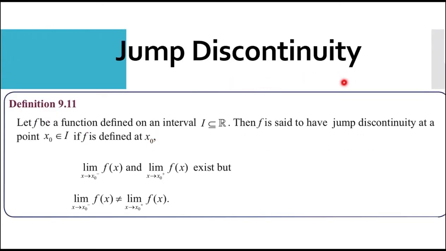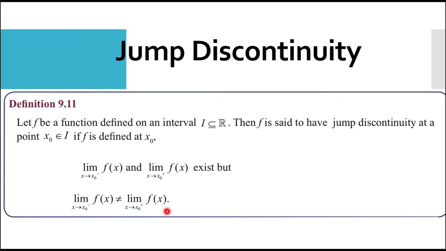Now, jump discontinuity. What is jump discontinuity? Let f be a function defined on an interval I, which is a subset of R. Then f is said to have jump discontinuity at a point x naught belonging to I if f is defined at x naught, limit x tends to x naught minus f of x, that is the left hand limit, and limit x tends to x naught plus f of x, the right hand limit, both exist, but limit x tends to x naught minus f of x is not equal to limit x tends to x naught plus f of x.